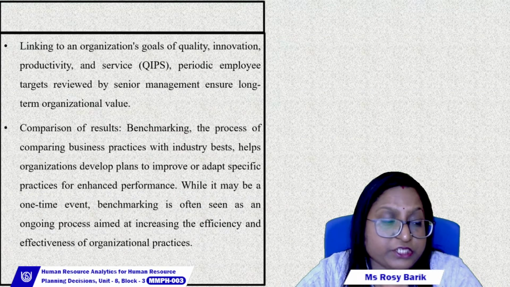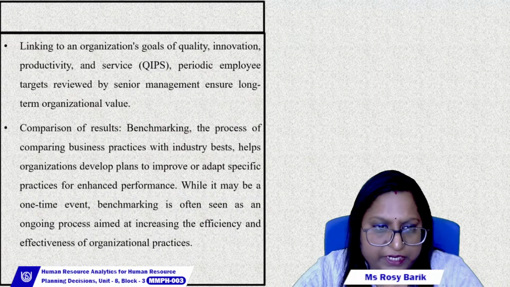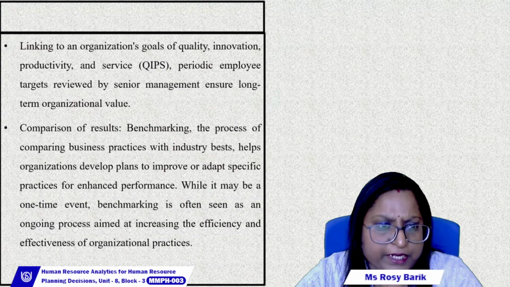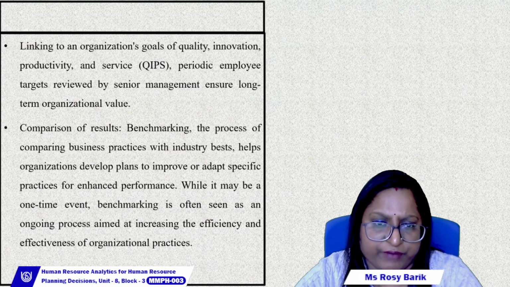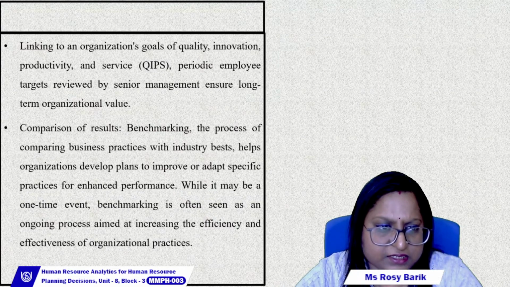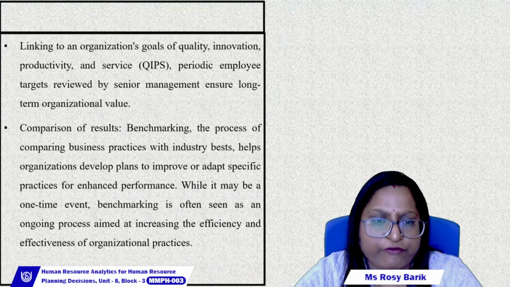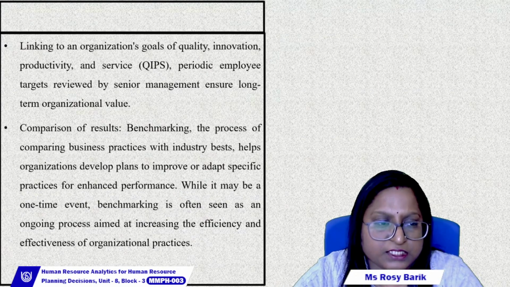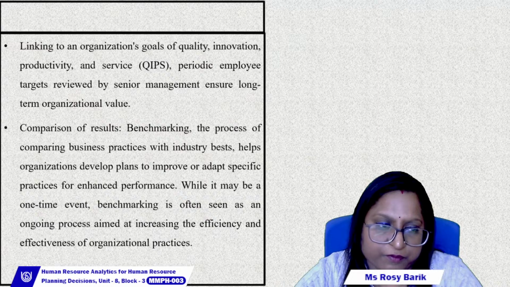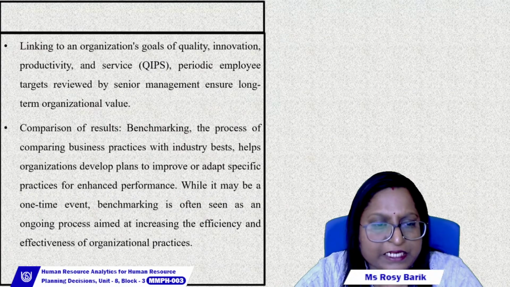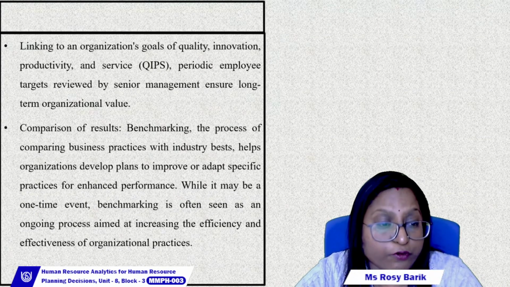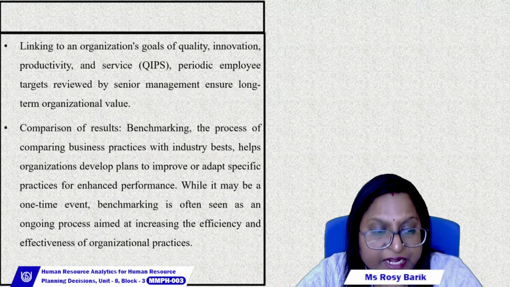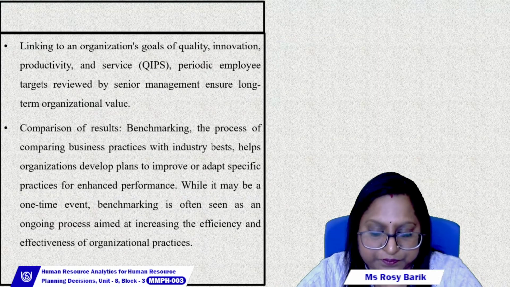And the next one is comparison of results. In this process, the benchmarking process is used. The process of comparing business practices with industry benchmarks helps organizations develop plans to improve and adapt specific practices for enhanced performance. While it may be a one-time event, benchmarking is often seen as an ongoing process aimed at increasing the efficiency and effectiveness of organizational practices.